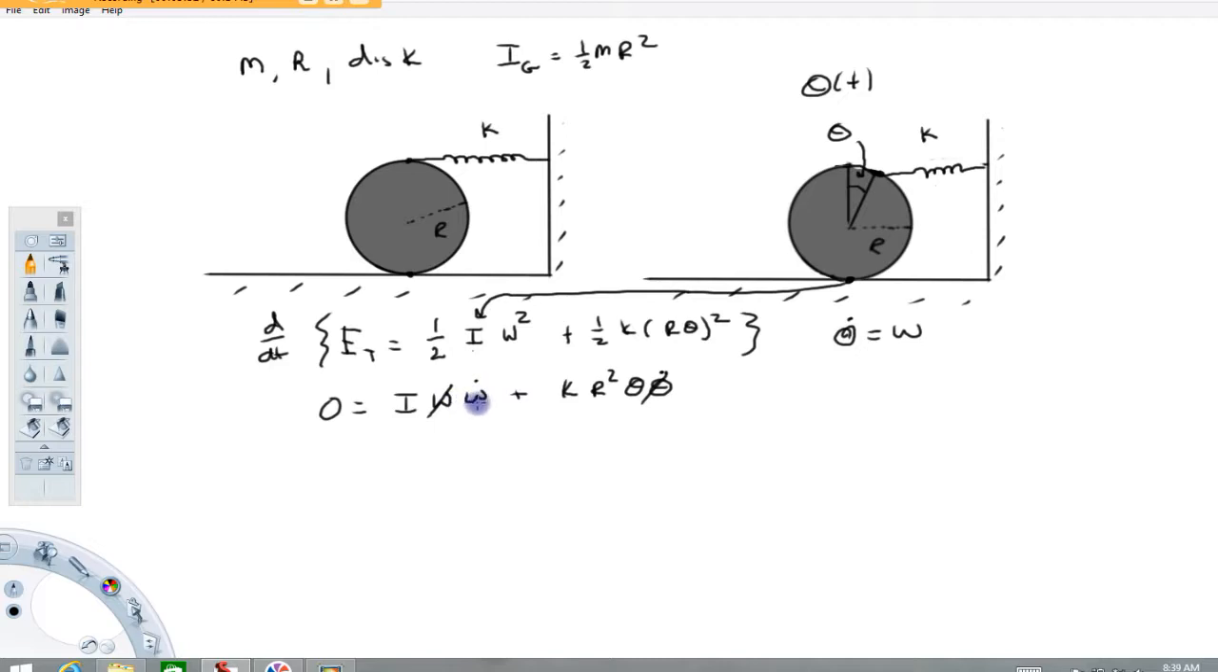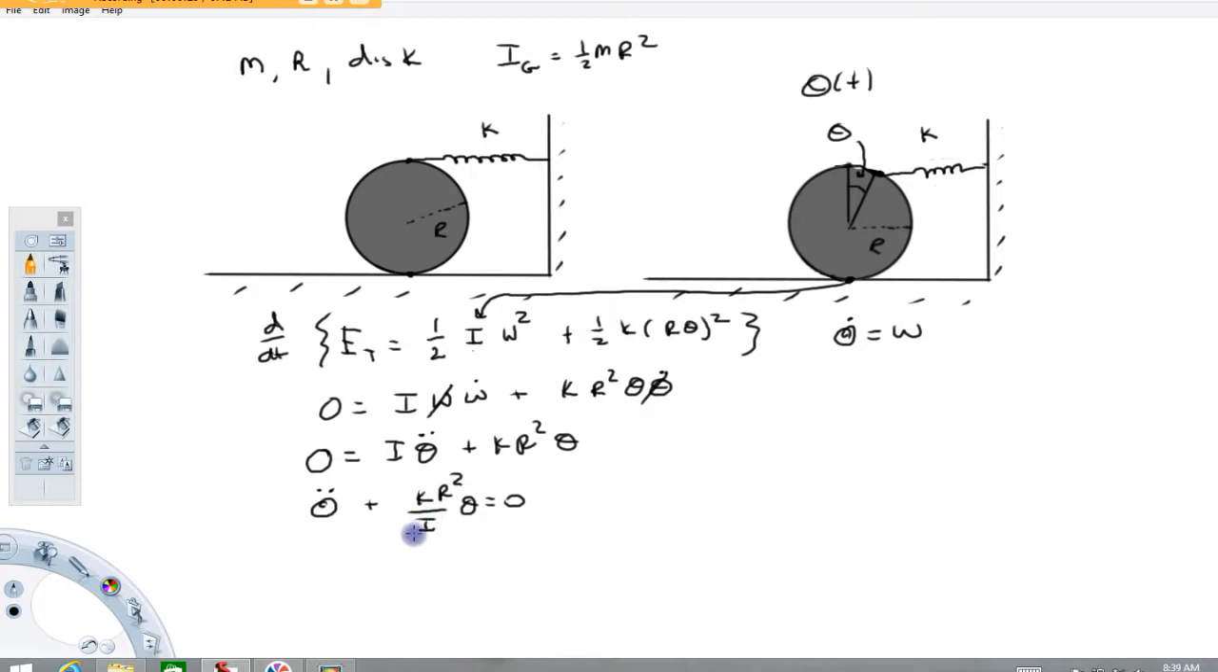This term, remember, the angular velocity is theta dot, so this is a theta double dot. So this equation rewritten is going to be 0 equals I theta double dot plus kr squared times theta. Next step. We want the highest derivative first with a 1 in front of it. So we're going to want to divide by the moment of inertia. So this is going to be theta double dot plus kr squared over I, the moment of inertia, times theta equals 0.